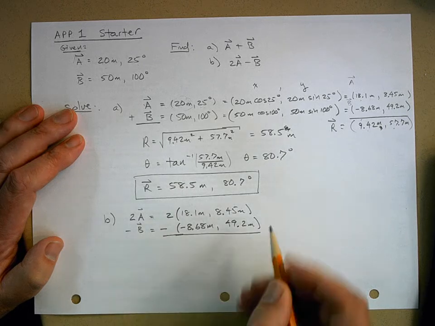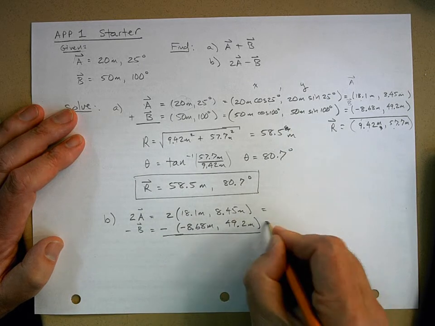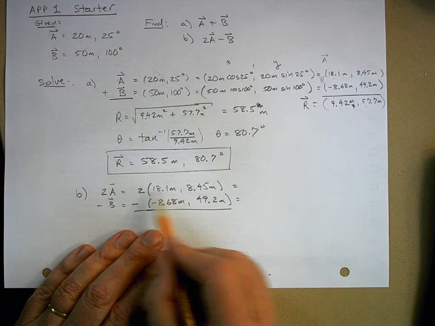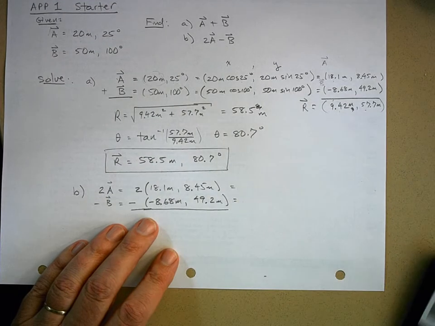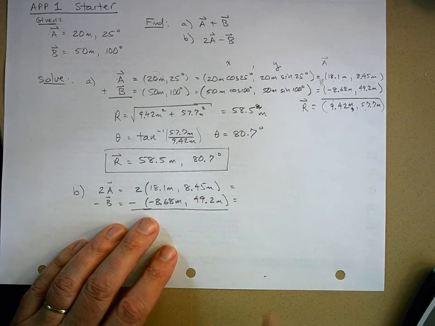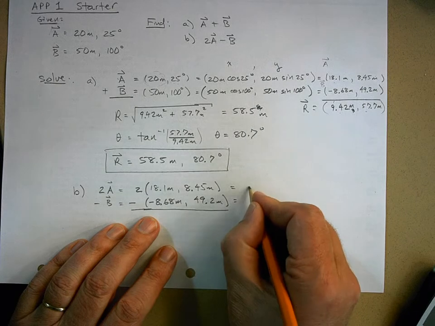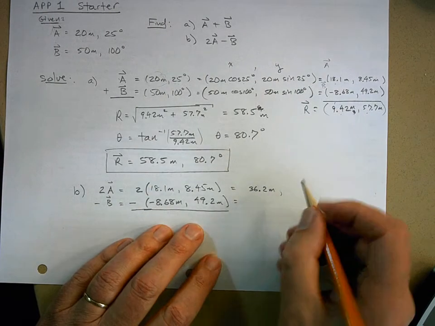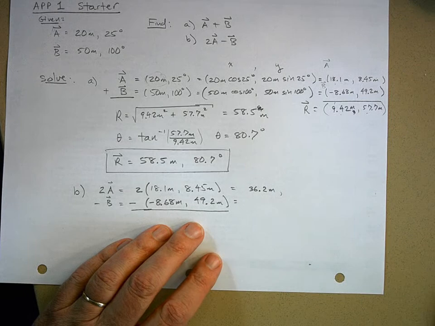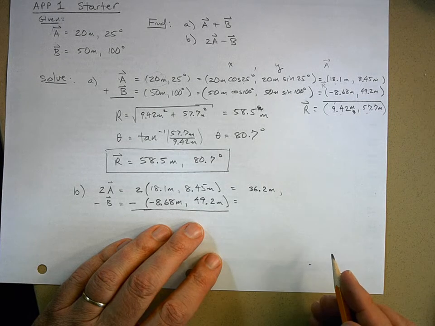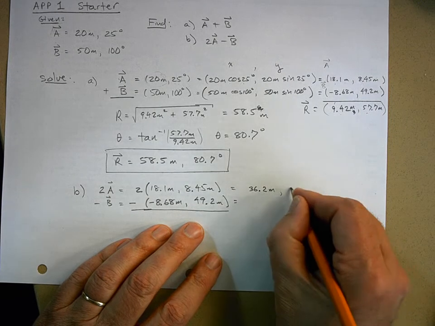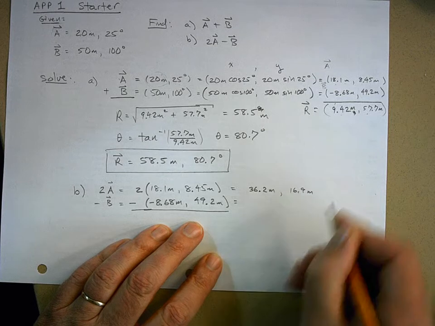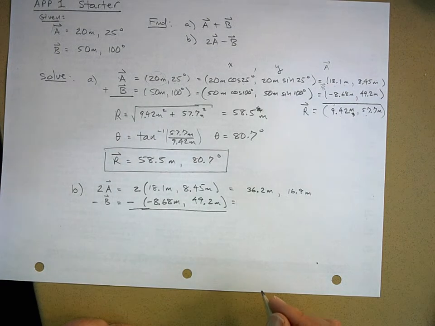Okay. Well, let's go ahead and do this. What's 2 times 18.1? Well, I think that's 36.2. And what's 2 times 8.45? I think that's going to be 16.9. I think that's right.